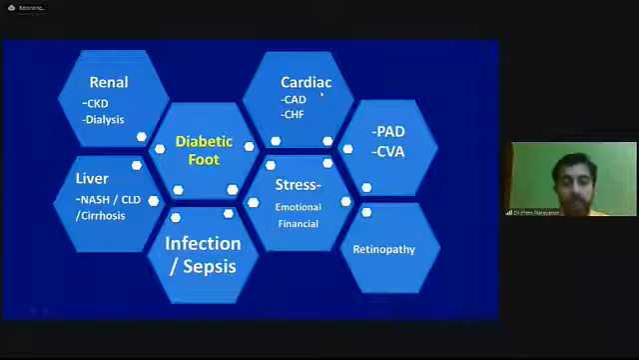Then stress, very important in the diabetic foot patients. There can be emotional and financial stress also. Then there can be peripheral arterial disease and also cerebrovascular disease, and other microvascular complications, that's retinopathy. So you can see here how many things are surrounding a patient with diabetic foot.